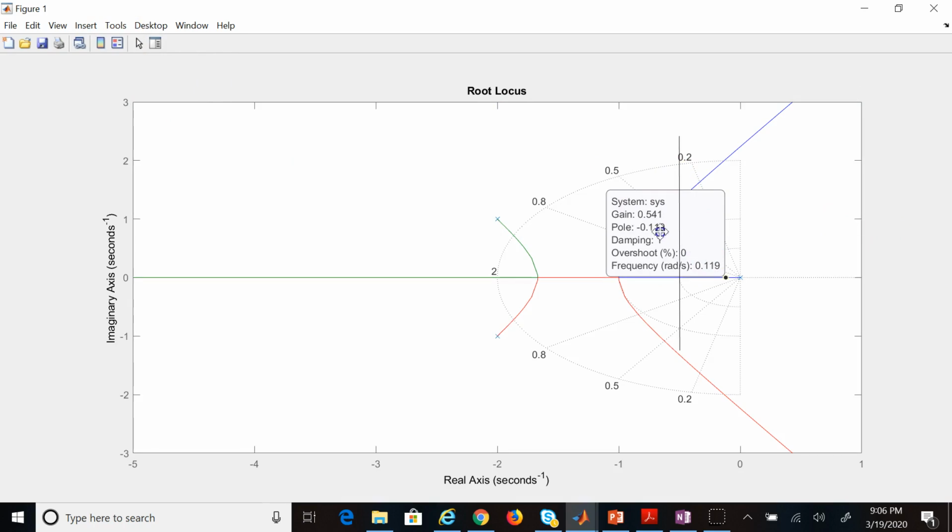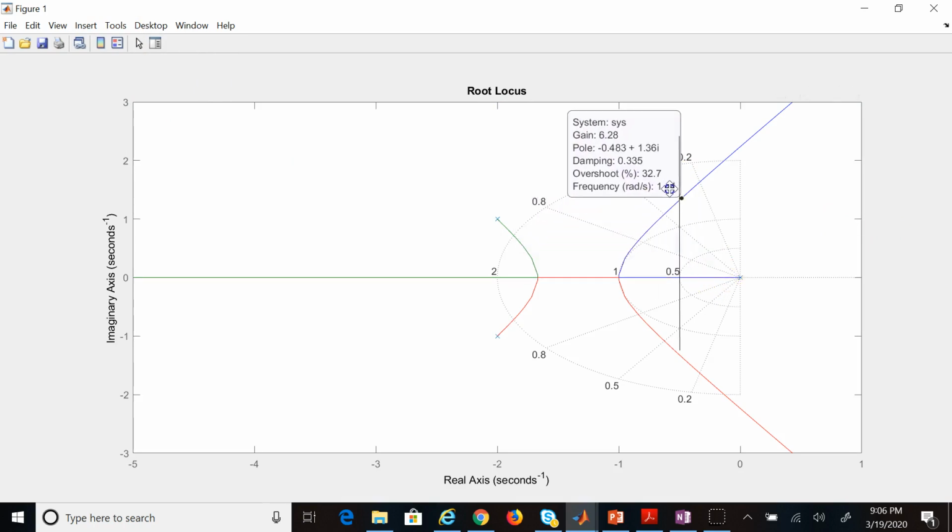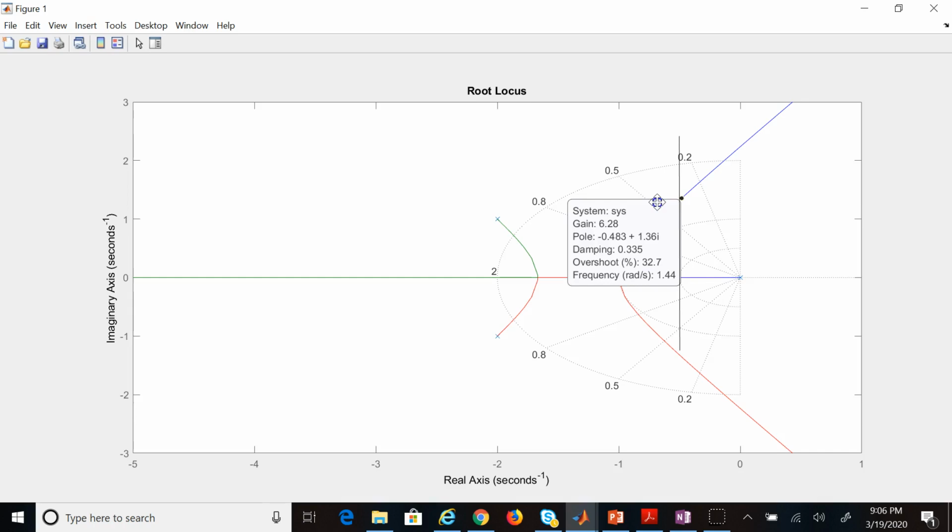I wanted to move this point almost there, right? That was the closest, so you see I'm very close to it. If I move it a little bit on this side, I'm going to pass sigma of negative 0.5. So it's somewhere between these two numbers, between 6.28 gain and 5.52. It's very close to 6.28.